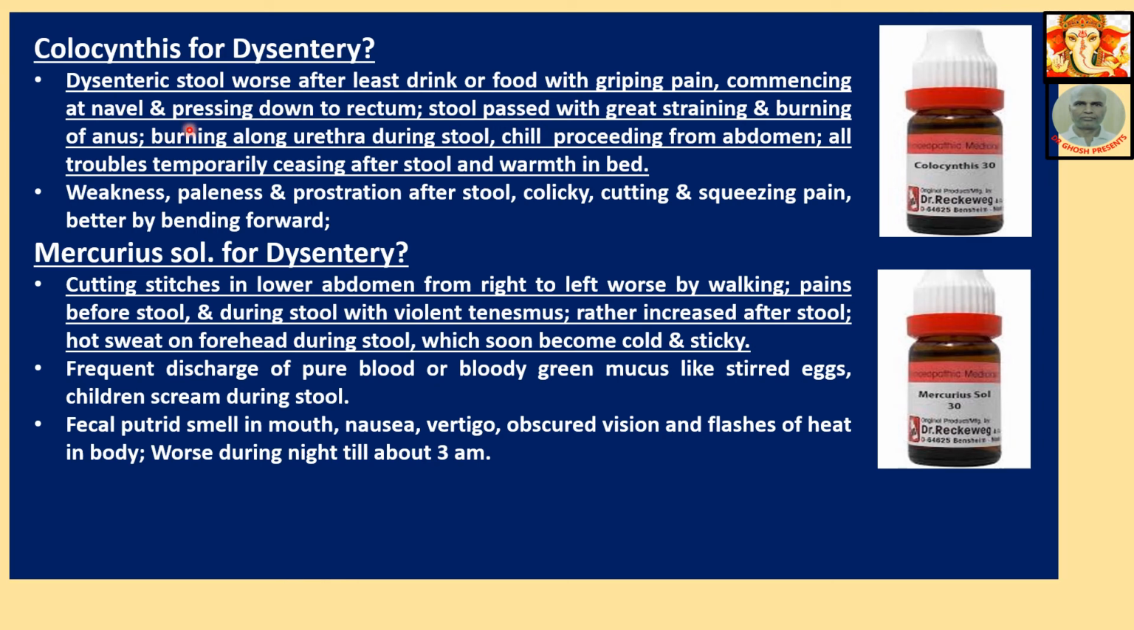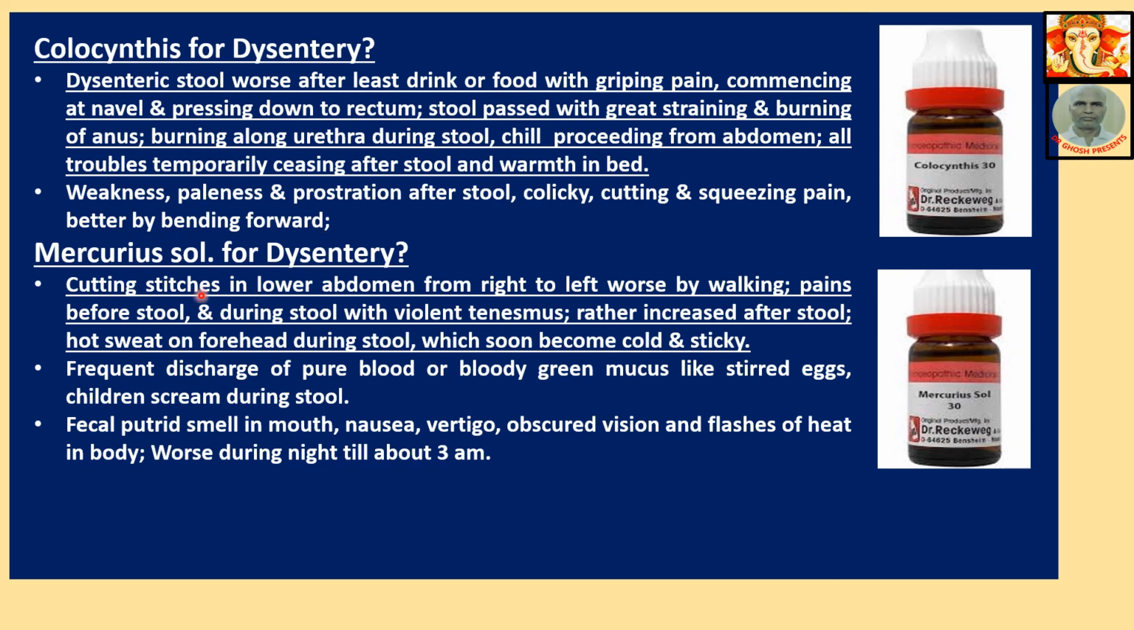Colocynthis for dysentery. Dysenteric stool comes on after the least drink or food, with griping pain commencing at navel and pressing down to rectum. Stool passed with great straining and burning at anus. Burning along urethra during stool. Chill proceeding from abdomen. All troubles temporarily cease after stool and with warmth in bed, but temporarily, mind it. Weakness, paleness, prostration after stool, colicky, cutting and squeezing pain better by bending forward.